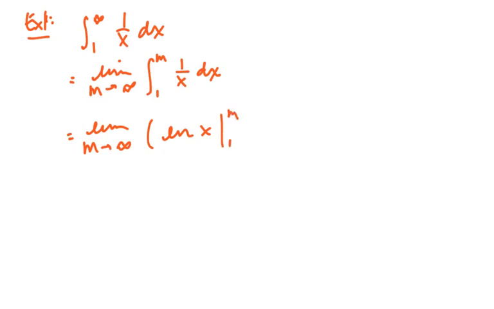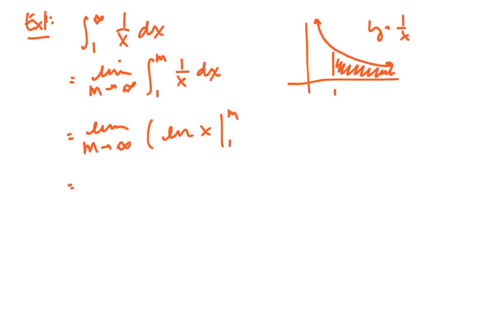Now I started this, but I forgot, so let's go back. Y equals 1 over x looks like this in this quadrant. So from 1 to infinity, it just keeps going. So it is continuous, and we're okay to use this method. So now we say the limit as m approaches infinity. So we have the natural log of m minus the natural log of 1.